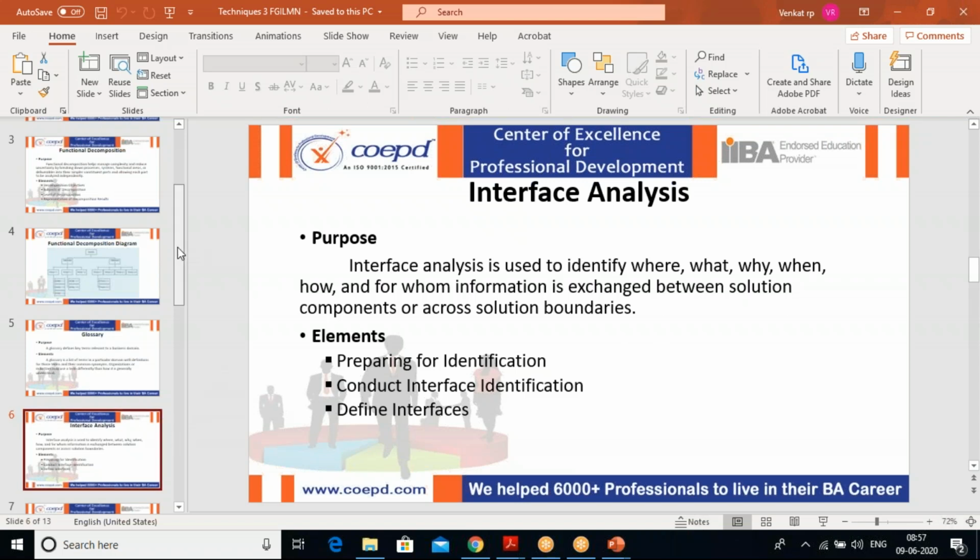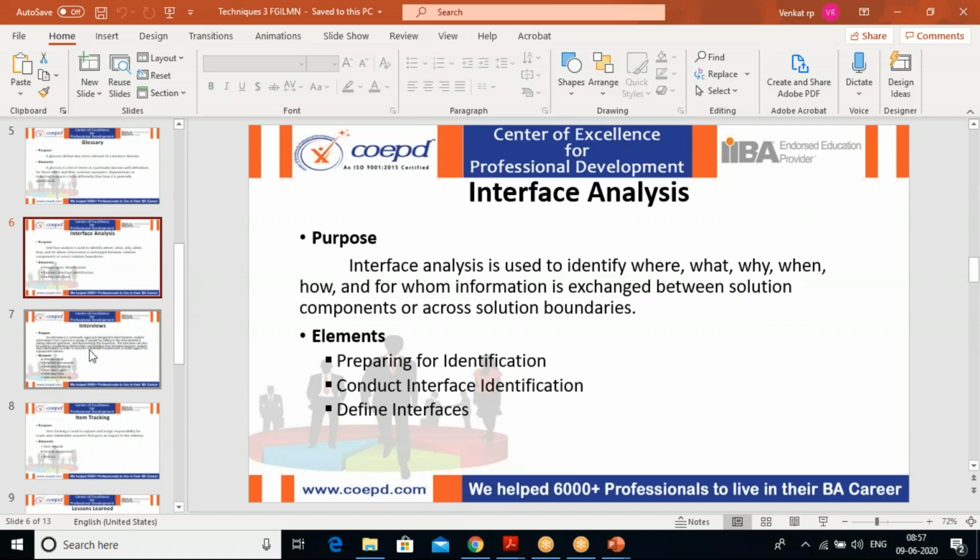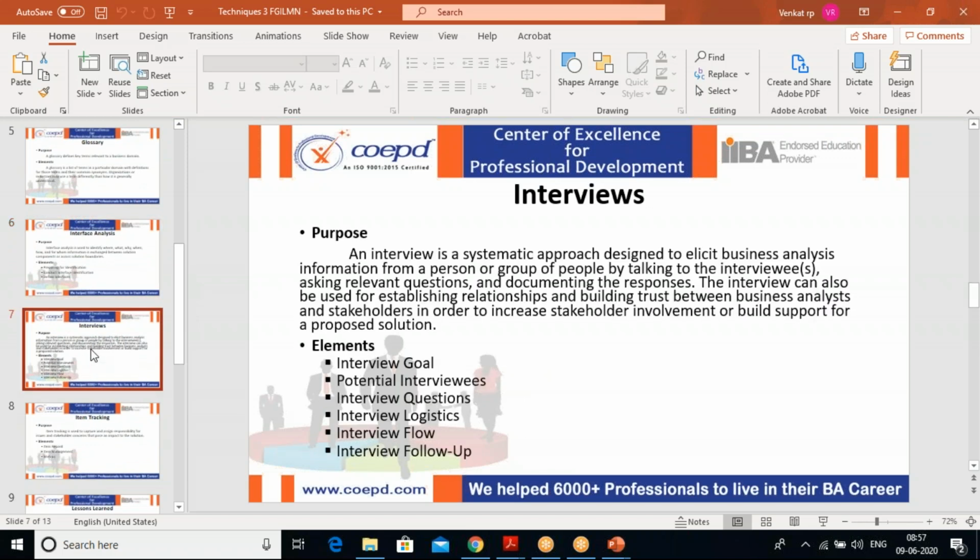If you do interface analysis for your application, it is in line with the use case diagrams. Interface analysis will be in line with use case diagrams, right?